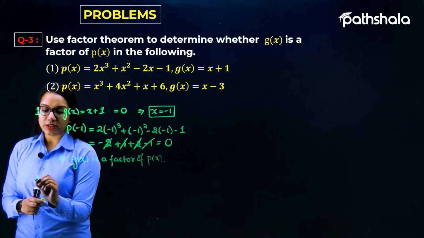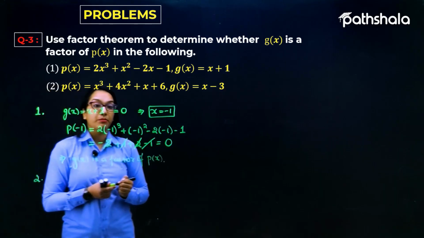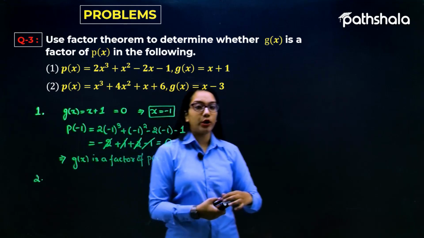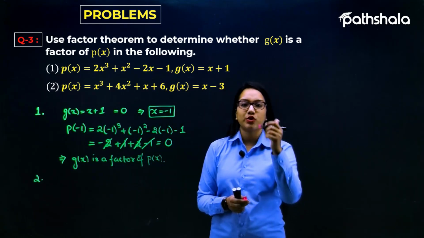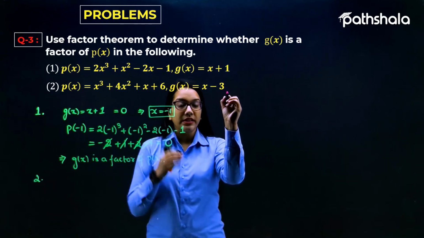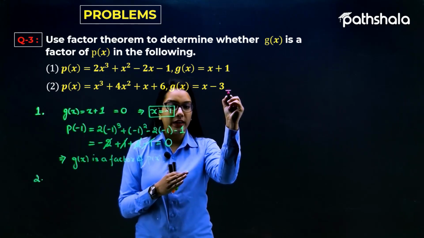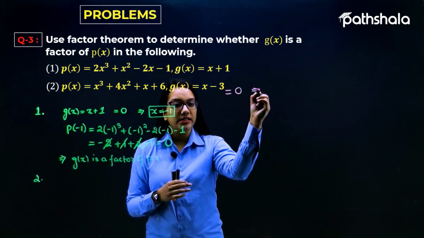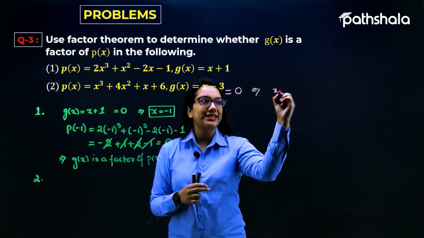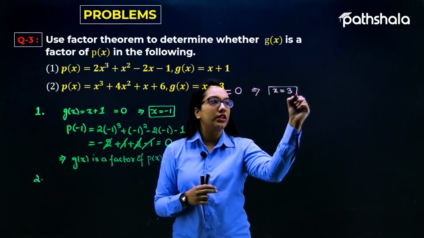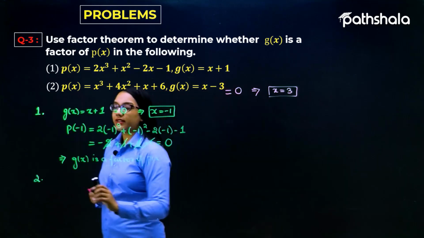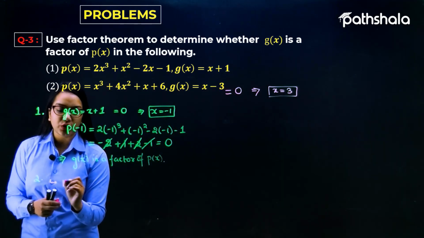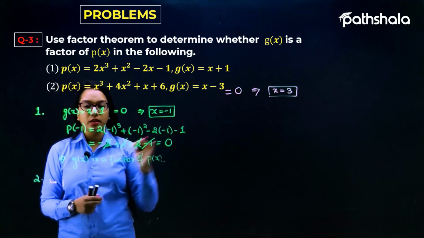Now let's talk about the second part. In the second part we have the polynomial g of x as x minus 3. Let us find the zero of this particular polynomial by substituting it equal to 0. So it implies that x is equal to 3. Let's substitute x equal to 3 in the polynomial.